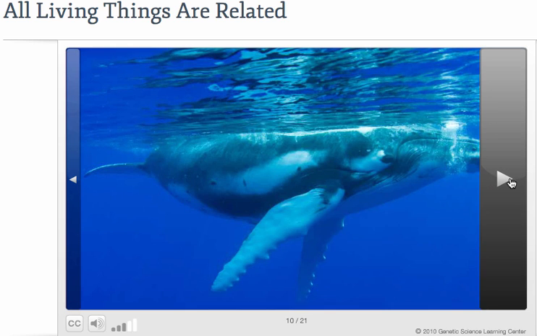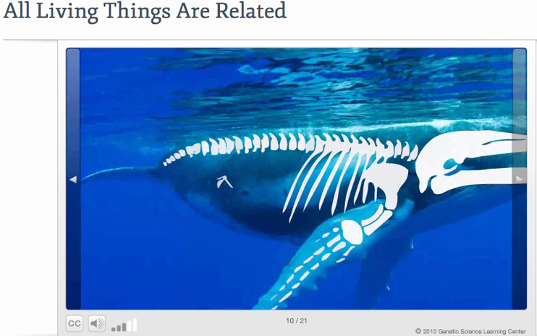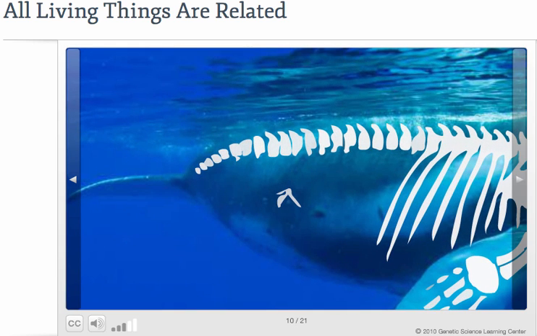Today, whales no longer have visible hind legs, but tucked away inside their bodies are tiny, useless leg bones. These vestigial legs are clues to their evolutionary past.